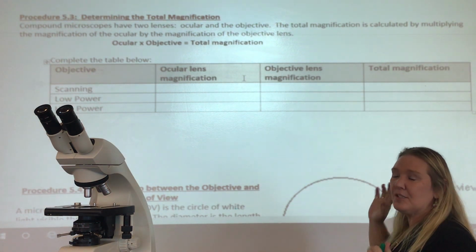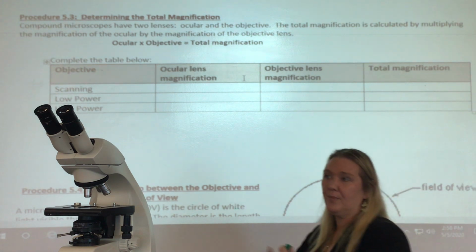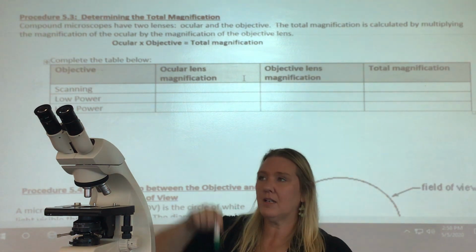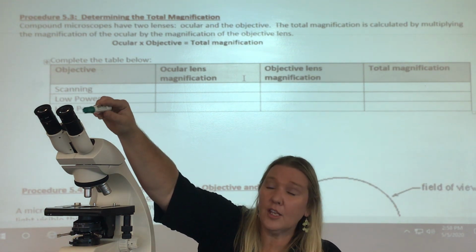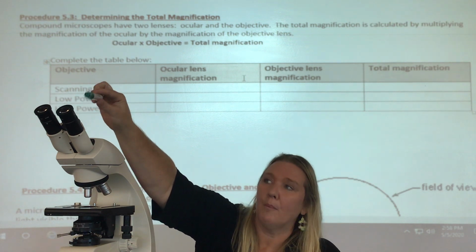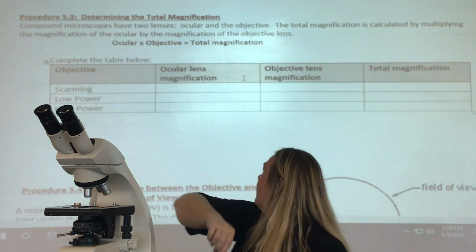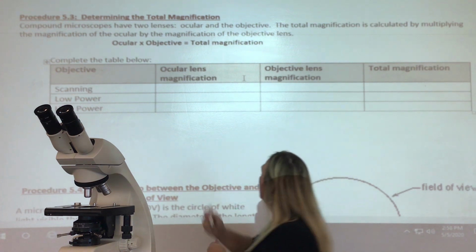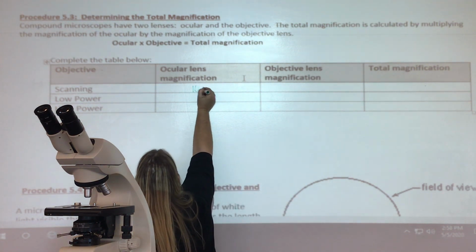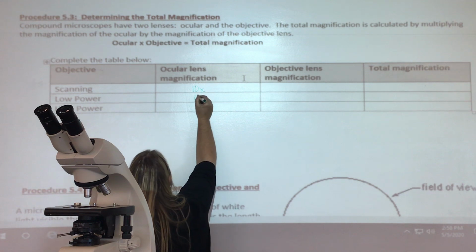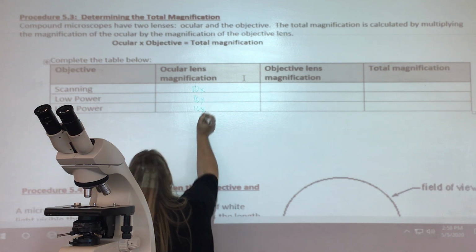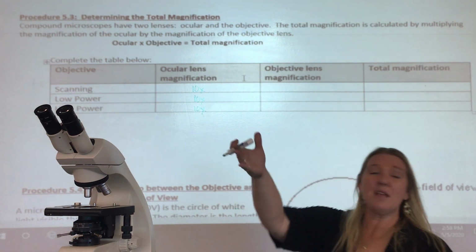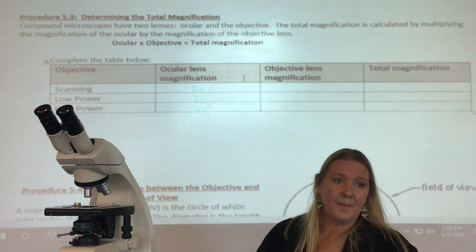So the next thing we're going to do is determine total magnification. I said when we were talking about the parts of the microscope that the eyepiece, the ocular lens, magnifies it 10 times. Okay. So the ocular lens magnifies it 10 times. So I can put 10x on all of those. It's the same ocular lens, okay?